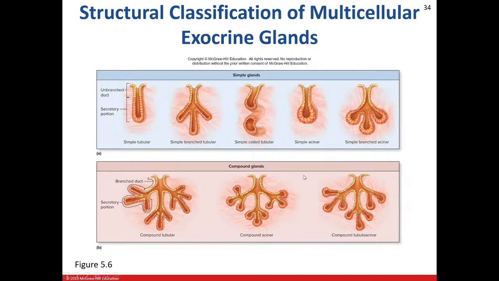Down below that, you have the compound gland, where you're going to have the branched duct. That leads to multiple secretory portions. This is the compound tubular. Then you can tell the difference by now. We see the compound acinar. Then on the right, you have the compound tubuloacinar, where we have tubules and acini present.